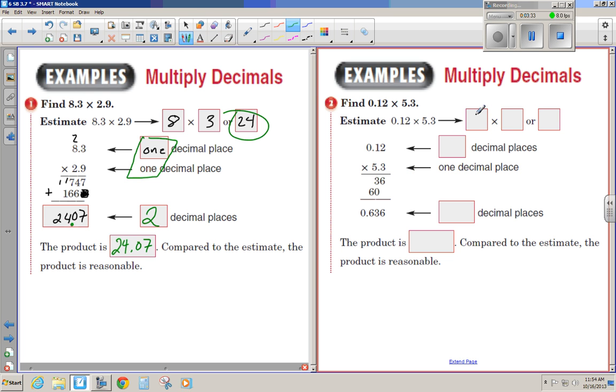Let's do our estimation. Well, 0.12 is pretty much 0.1 times 5.3, which is pretty much 5. 5 times 0.1 is 0.5. So our answer should basically have a decimal at the beginning of it. Let's check and see if it does. The first number has 2 decimal places. The second number has 1 decimal place. So your final result should have 3 decimal places.